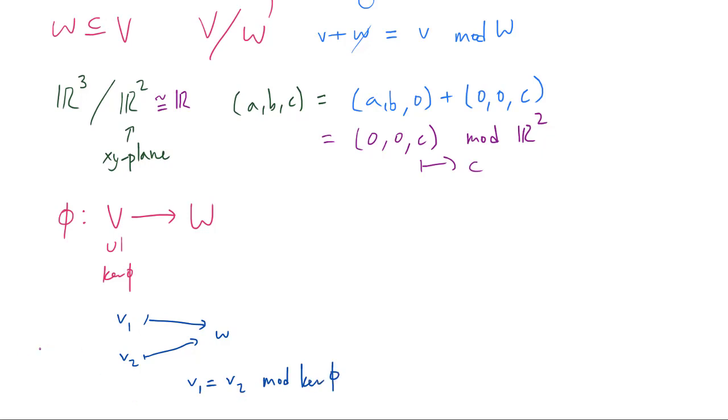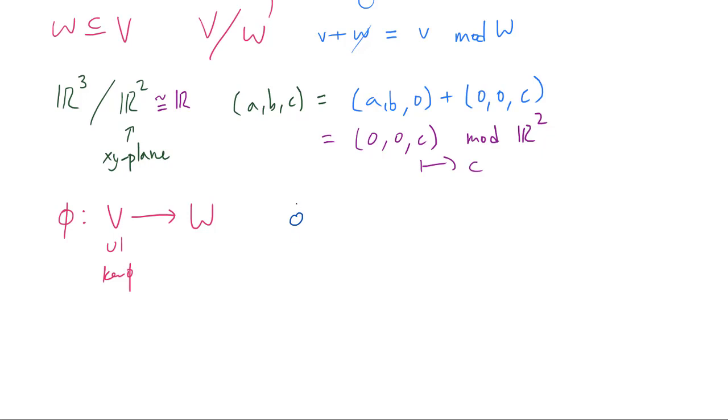This of course follows because since v1 and v2 are getting sent to w, v1 minus v2 is getting sent to 0. Which means if we write v1 as v2 plus (v1 minus v2), then this entire thing is 0 because it's in the kernel, so we do indeed get v1 is equal to v2 mod the kernel.